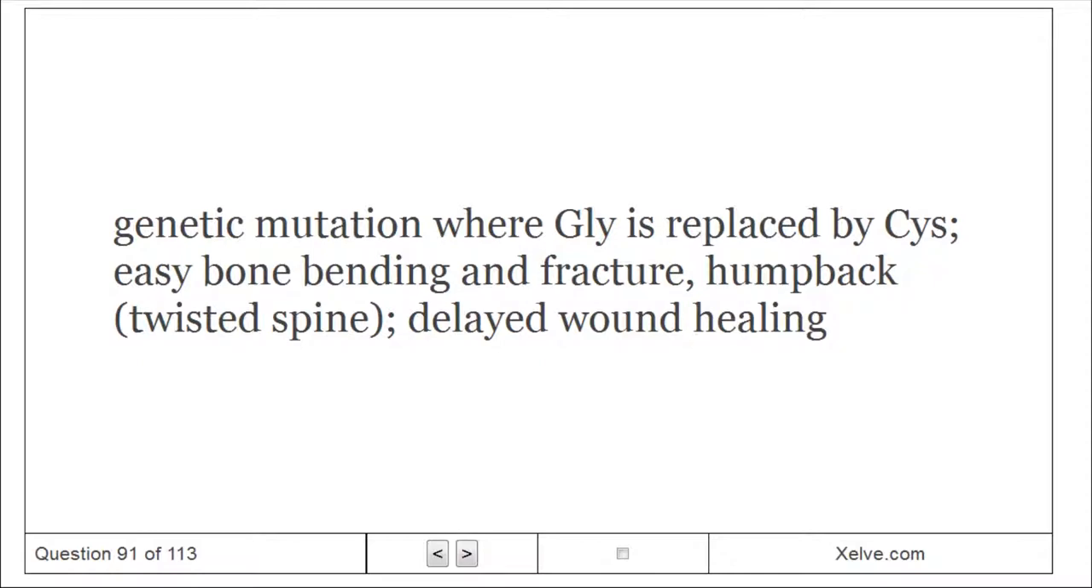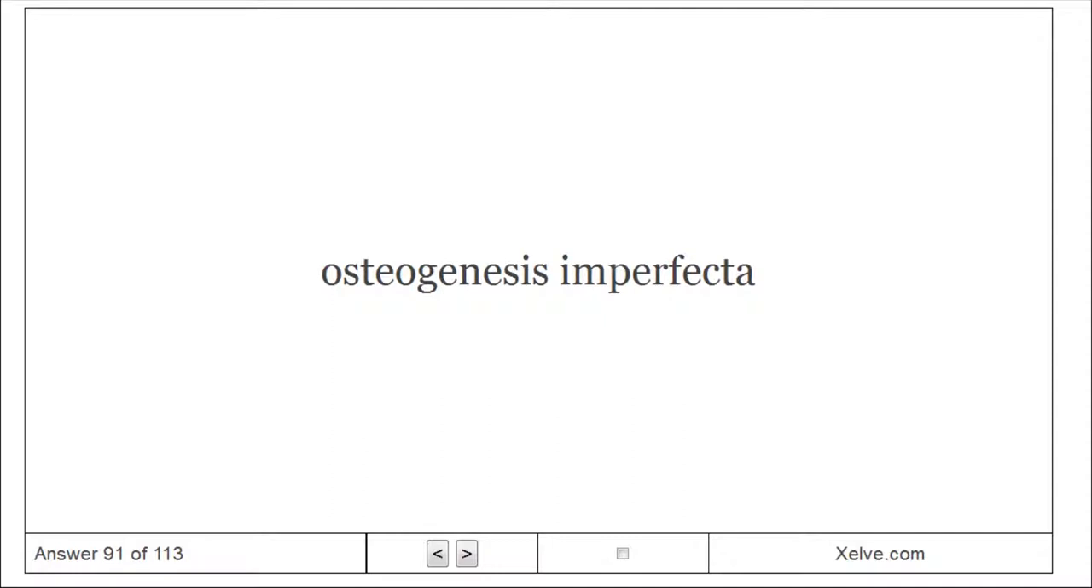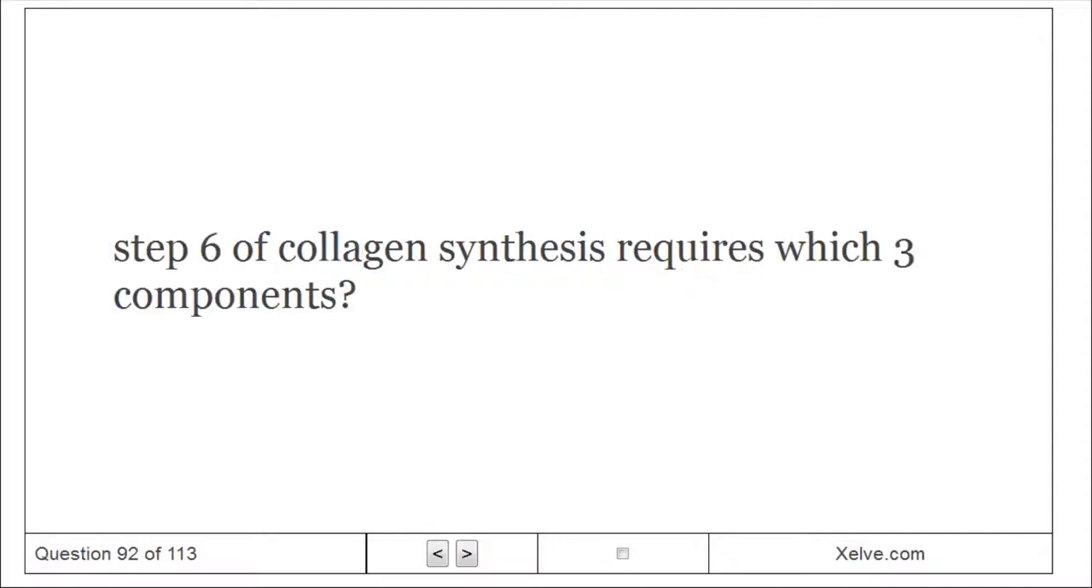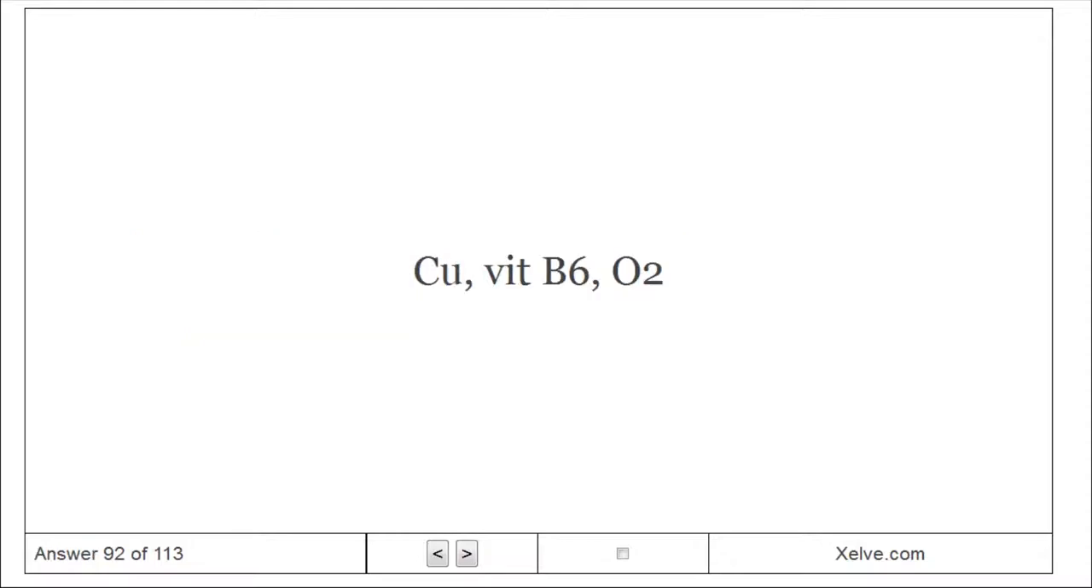Genetic mutation where Gly is replaced by Cys: easy bone bending and fracture, humpback, twisted spine, delayed wound healing. Osteogenesis imperfecta. Step 6 of collagen synthesis requires which three components? Cu, vitamin B6, O2.